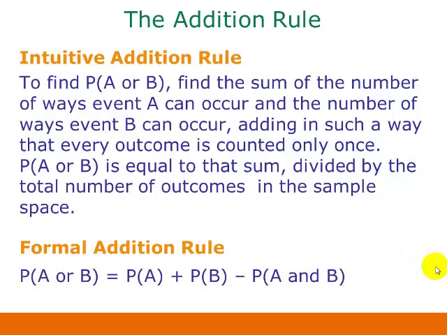The formal addition rule says that the probability of A or B equals the probability of A plus the probability of B minus the probability of A and B. So this again is subtracting out the ones that would have got counted twice if we added the probability of A and the probability of B together.